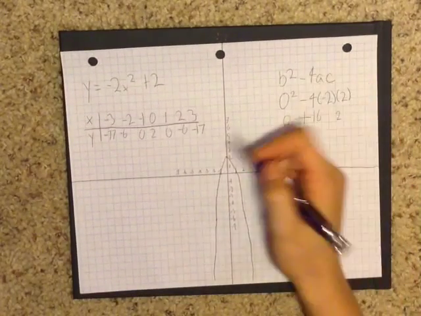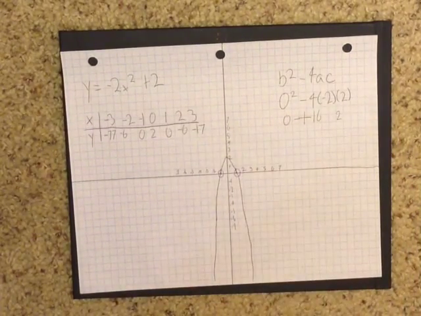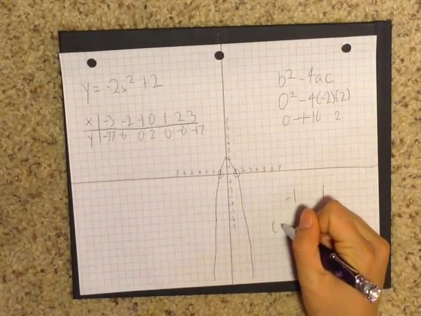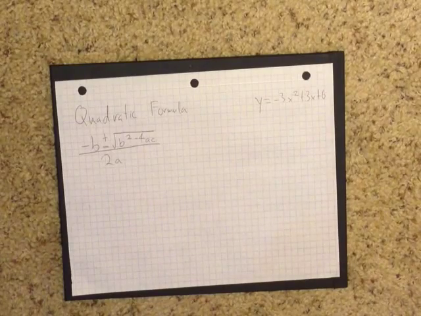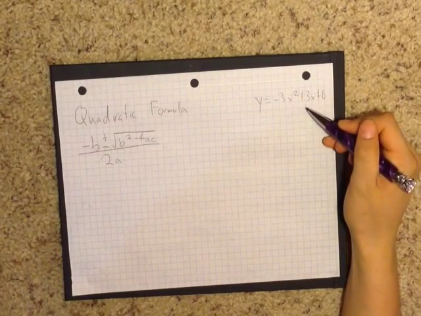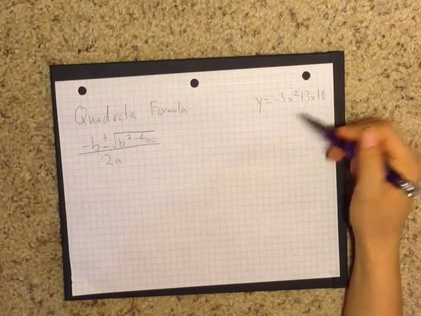So, we can easily see what the 2 solutions are, which are negative 1 and 1. We're going to write these in coordinates. Okay, now we're going to find the solutions using the quadratic formula, for the equation negative 3x squared plus 3x plus 6 equals y.